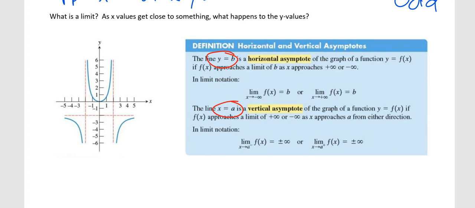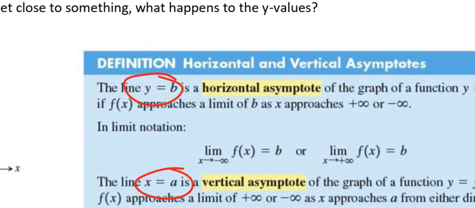Horizontal asymptotes deal with something called end behavior.